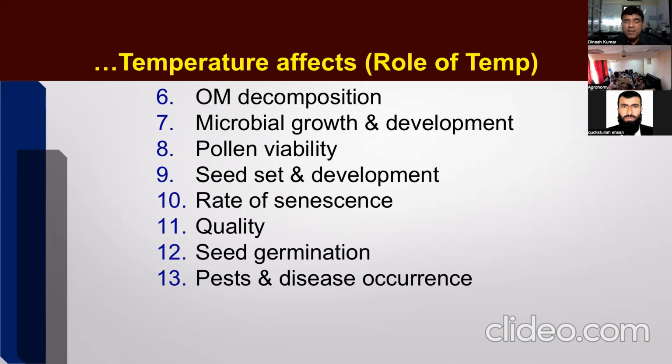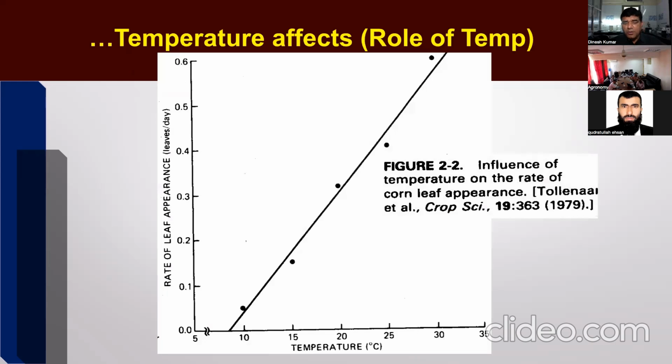Similarly, pest and disease occurrence. Certain insect pests become more active at a particular temperature. So the temperature around affects the incidence of pests and diseases. Certain temperatures may be favorable for the development and growth of insect pests. Now you can see how temperature is affecting the rate of leaf appearance, meaning leaf production. The production of leaves per day may be affected by temperature.